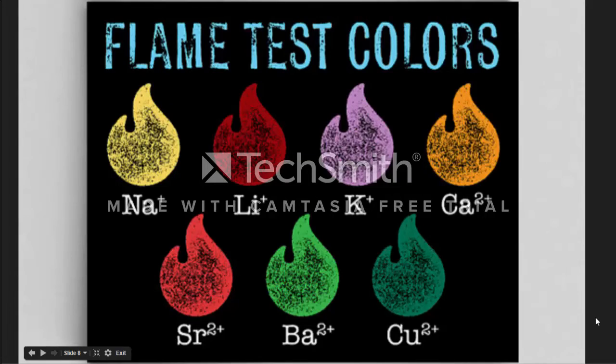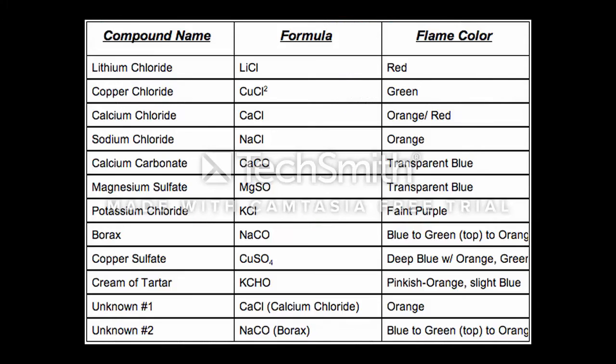As we can see in this poster, the different elements are going to show different colors when they burn. Sodium's going to burn a bright yellow, lithium a deep red, potassium's purple, calcium will burn orange, strontium is going to burn a light red, barium a light green, and copper burns a very dark green. So based on these colors, we can actually guess how far the electrons are having to travel, how many orbitals up, in order to make that color.